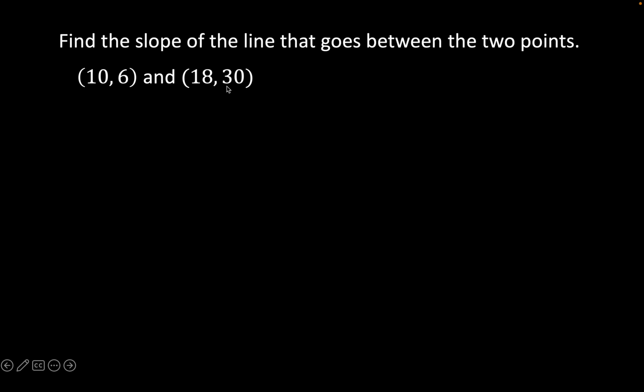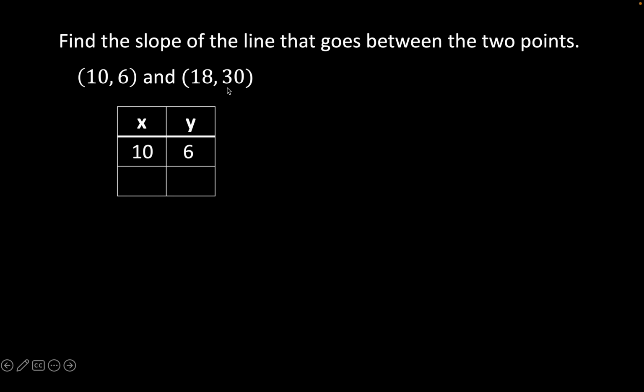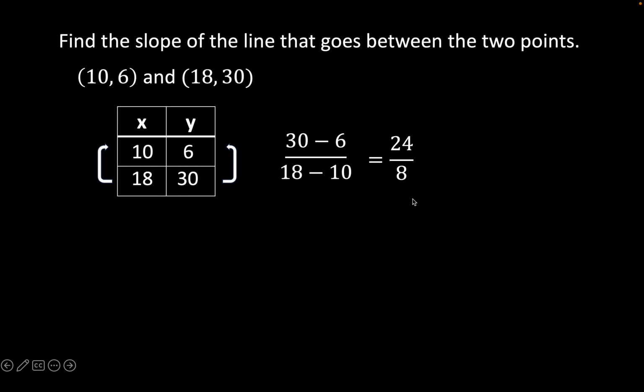10, 6, and 18, 30. Again, what you do is make your table. Copy 10, 6 over here. Copy 18, 30 here. And then do the work. 30 minus 6 on top. 18 minus 10 on the bottom. 30 minus 6 is 24. 18 minus 10 is 8. 24 divided by 8 is 3.